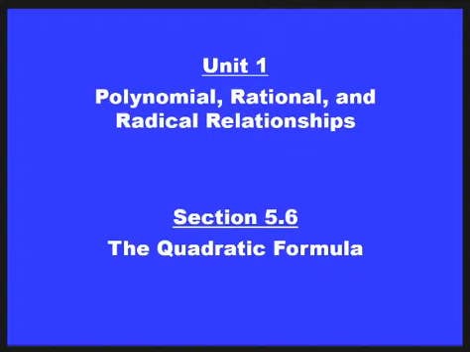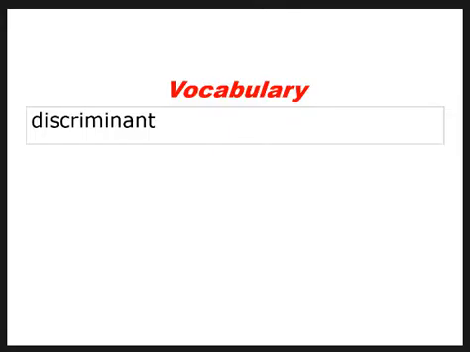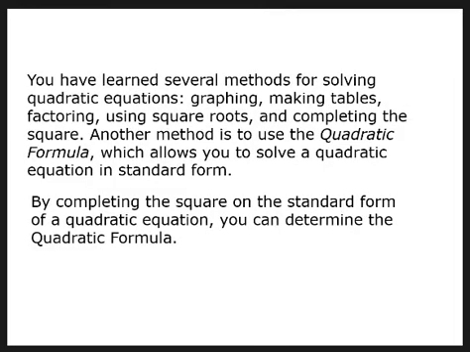All right, so there's really only one new term that we have to worry about, and that's the discriminant. The discriminant is the portion of the quadratic formula that is beneath the square root. We'll get to that a little bit more in a second, but first I have to talk about where we are and how we're going to use the quadratic formula.